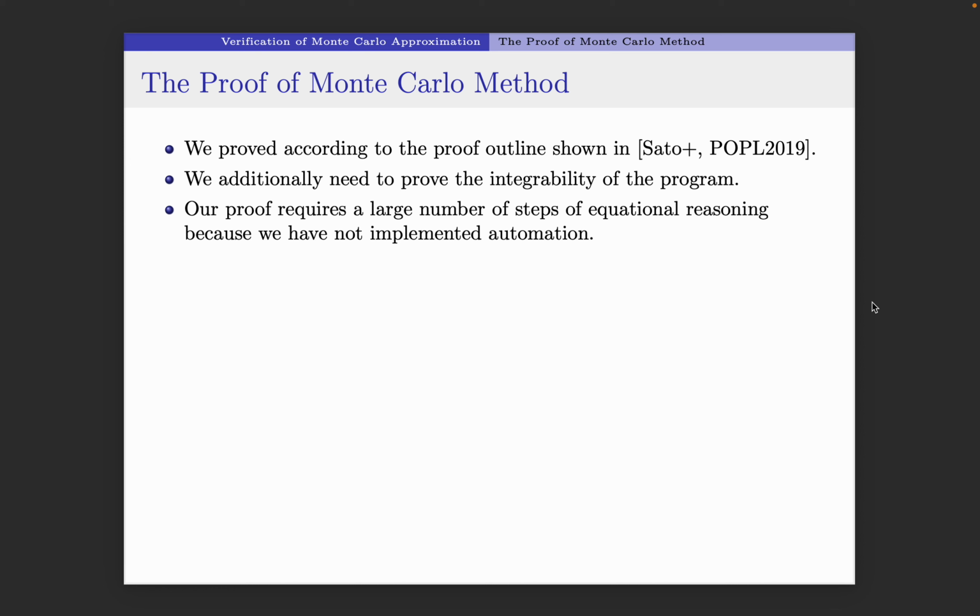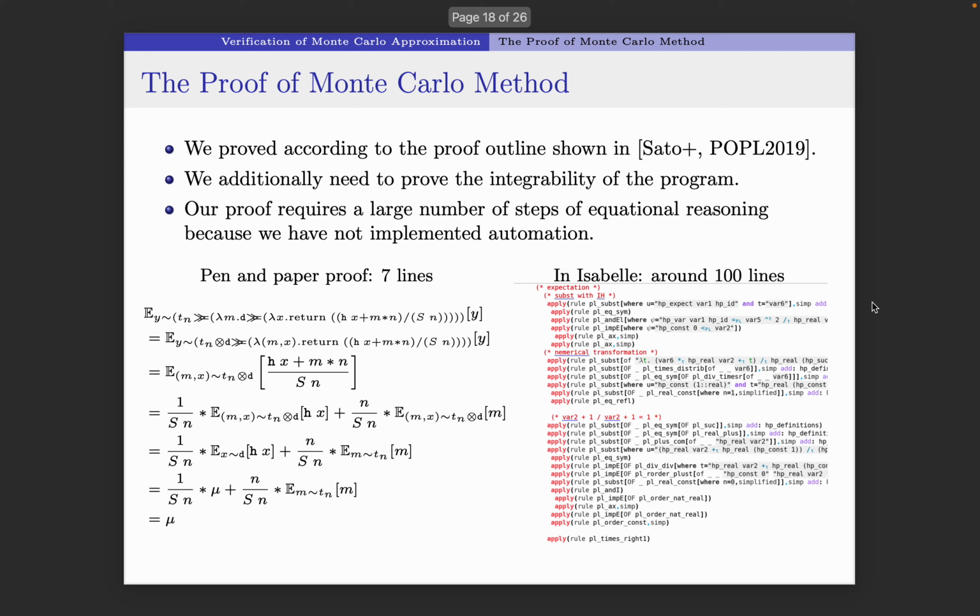We proved according to the proof outline shown in the original paper. We additionally need to prove the integrability of the program. But our proof requires a large number of steps of equational reasoning because we have not implemented proof automation. For instance, the equation about expected value spans 7 lines in a pen and paper proof, but this part requires around 100 lines in Isabelle HOL.